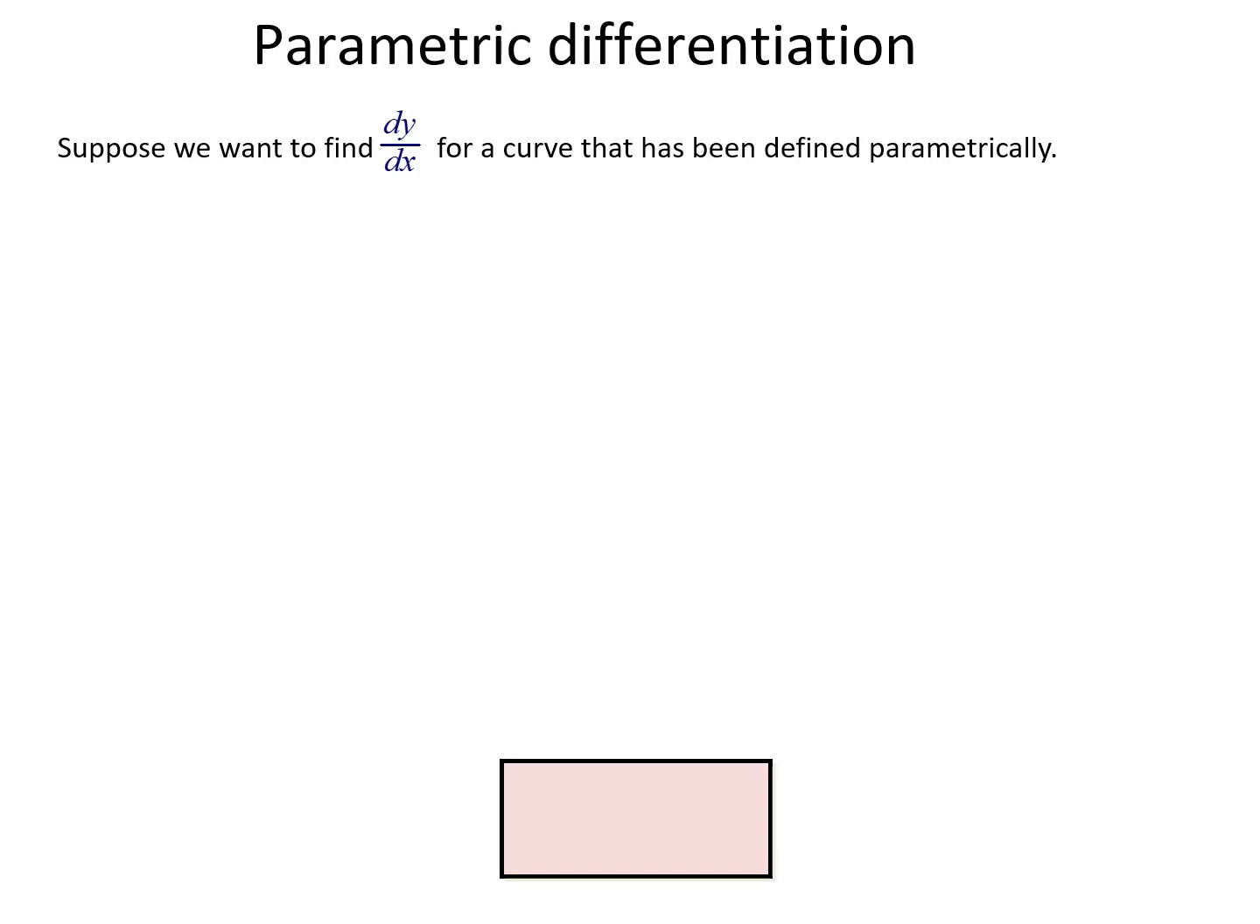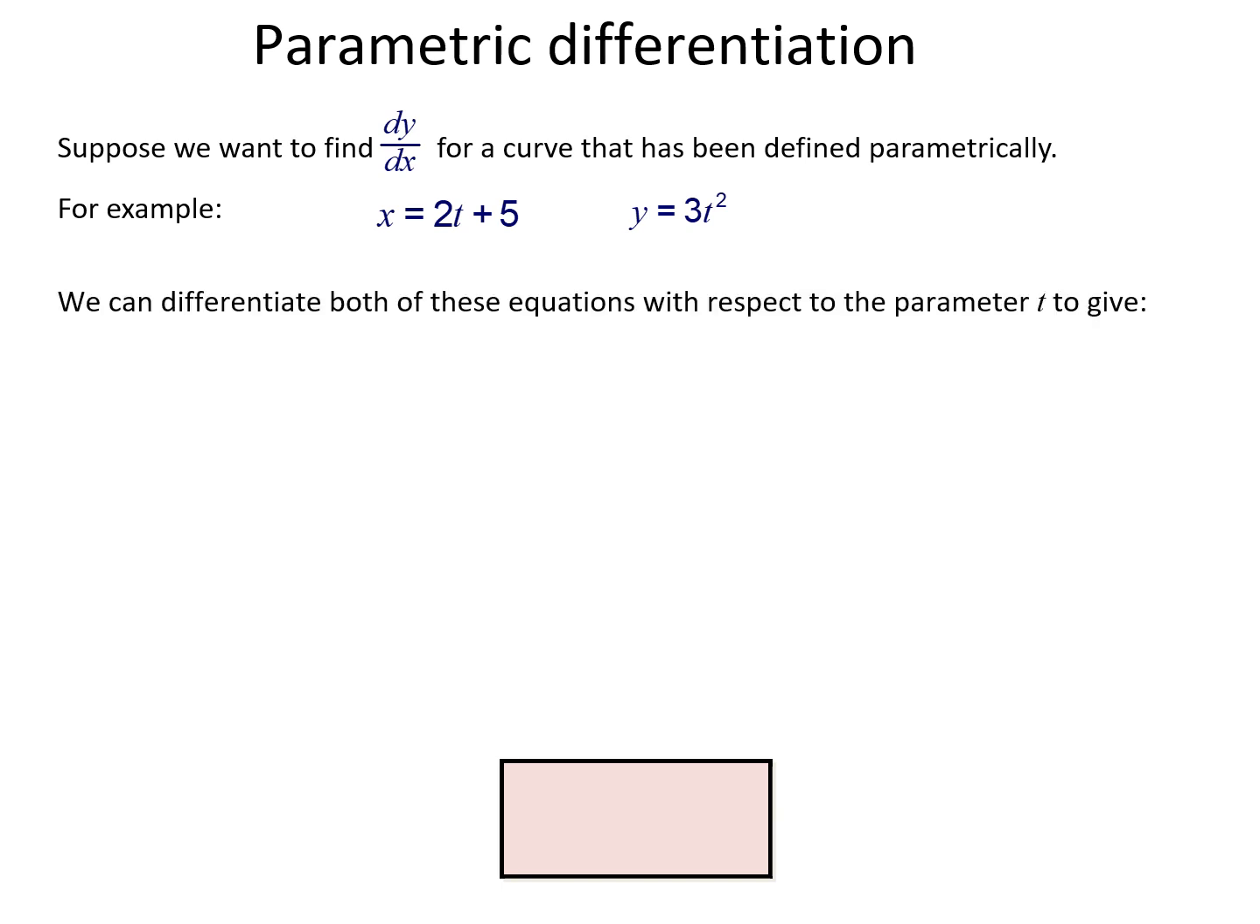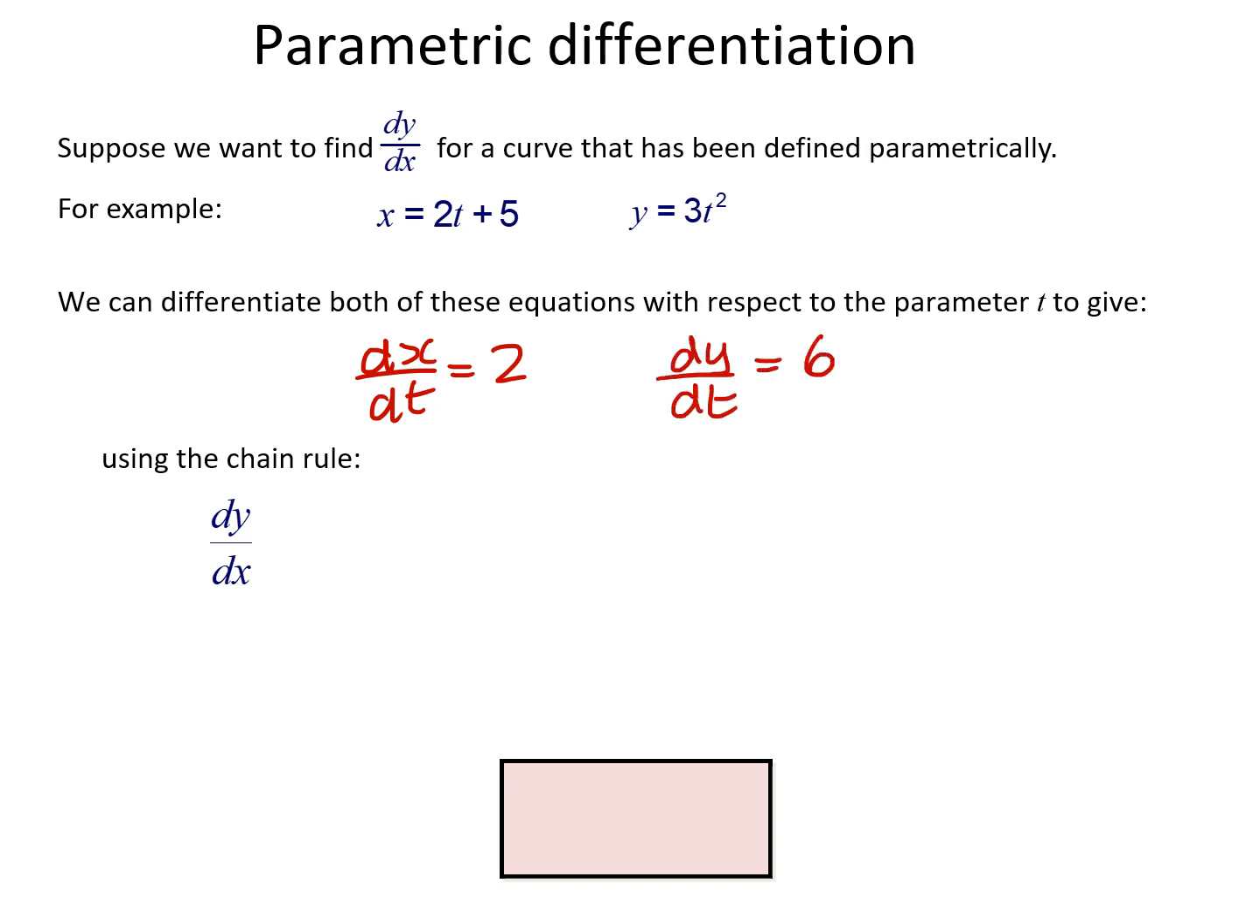Suppose we want to find dy/dx for a curve that has been defined parametrically. For example, that's parametrically. It's given me x, it's given me y with another parameter t in it. We can differentiate both of these equations with respect to t to give dx/dt. Dx/dt equals 2 and dy/dt gives me 6t.